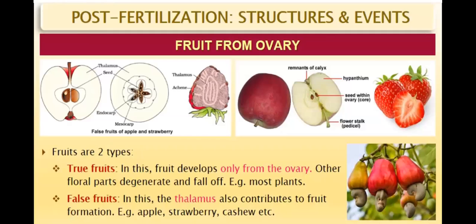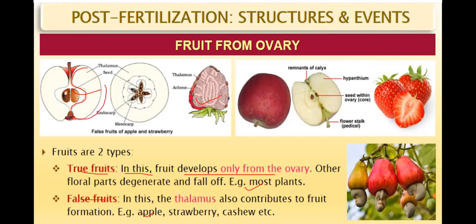Fruits are of two types: true fruits and false fruits. What do you mean by true fruit? In this, the fruit develops only from the ovary. Other floral parts degenerate and fall off. Example, most plants. In false fruit, the thalamus also contributes to fruit formation. Examples: apple, strawberry, cashew. The edible part is the thalamus.